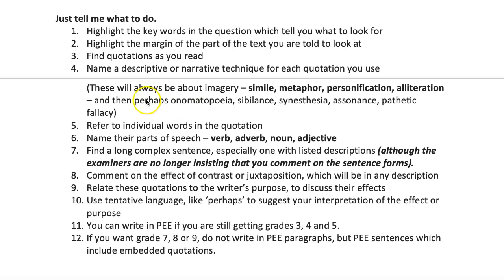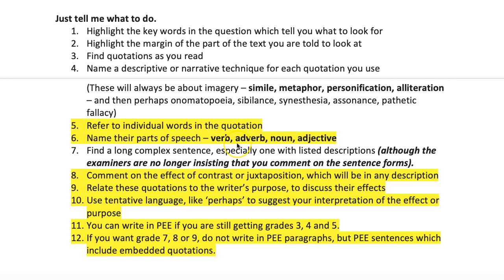So although there are only 5 questions that you asked, there are actually 12 points that I need you to know. So for question 2, you want quotations which are short, individual words or phrases. The examiners like you to name whether the word is a verb, an adverb, a noun or an adjective, but it doesn't really get you extra marks, so don't worry if you can't do that.